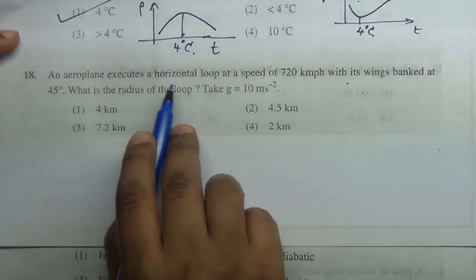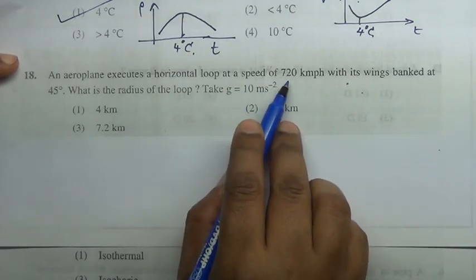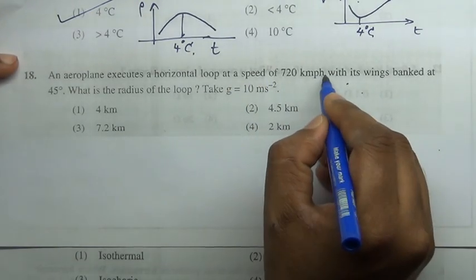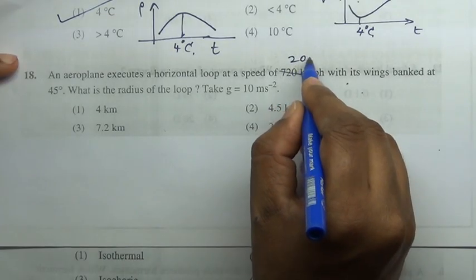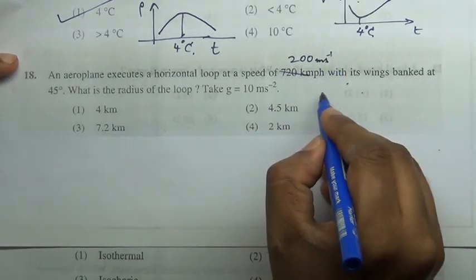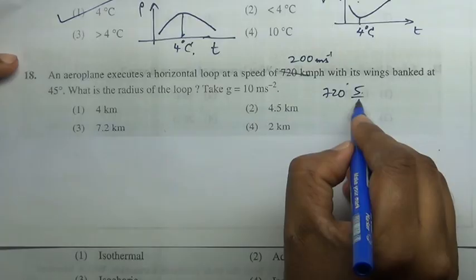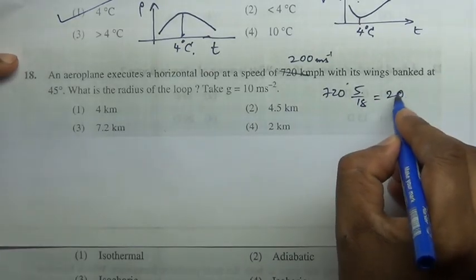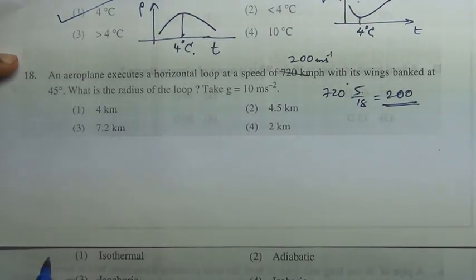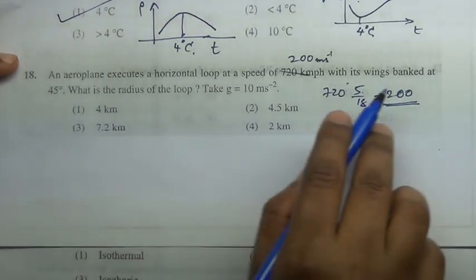An aeroplane executes a horizontal loop at a speed of 720 km per hour. 720 km per hour is nothing but 200 meter per second. Okay, 720 into 5 by 18 turns out to be 200. What is the radius of the loop?